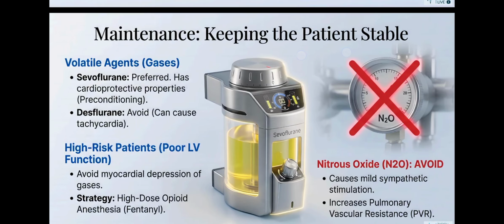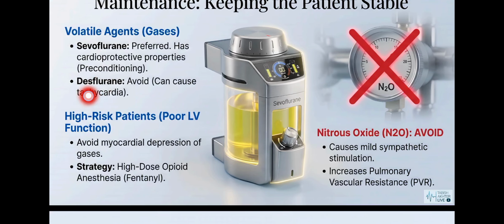Right, and we will use sevoflurane, and we will avoid desflurane, right, as it will cause tachycardia. And in high risk patients with poor left ventricular function, these gases, volatile agents, can cause myocardial depression. So in those patients, we will maintain the anesthesia using a high dose of opioid like fentanyl, right? And we will not use nitrous oxide as it causes mild sympathetic stimulation, increase in the pulmonary vascular resistance.